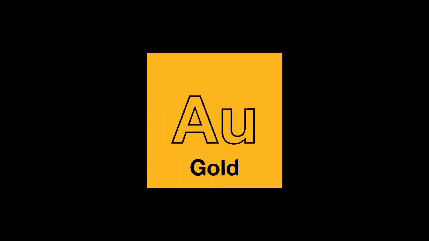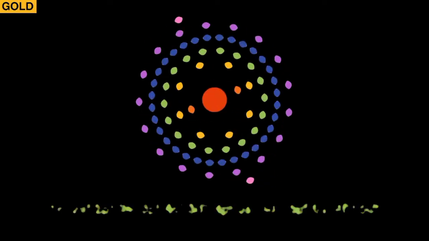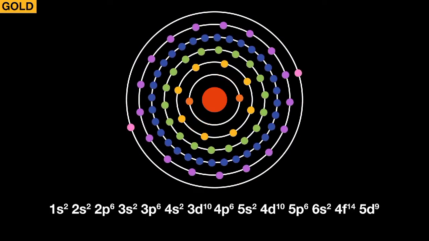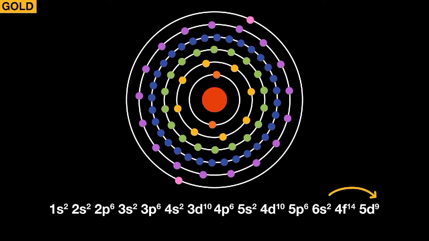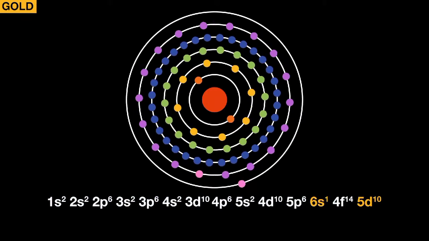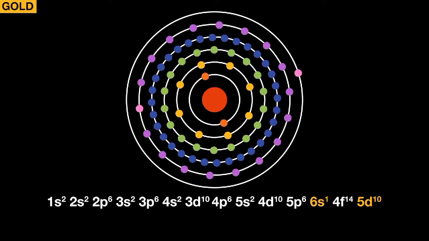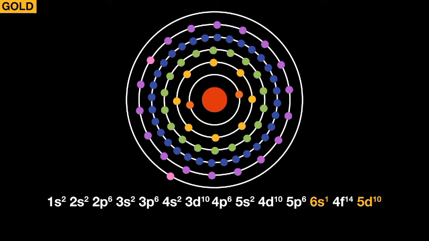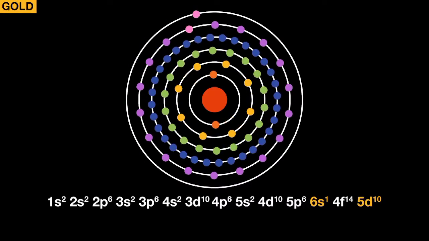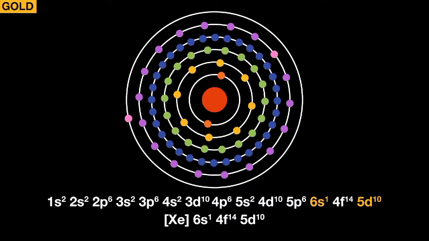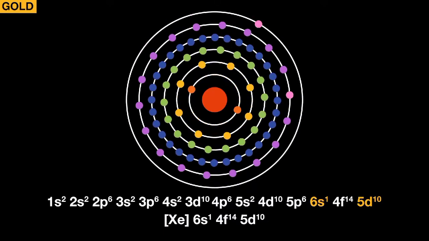The fourth example is gold, with the chemical symbol of Au. Gold has 79 electrons. This is the expected electron configuration. The same idea from the previous examples applies here, so we'll get one electron from 6s2 and add it to 5d9. Gold's electron configuration would then be 1s2, 2s2, 2p6, 3s2, 3p6, 4s2, 3d10, 4p6, 5s2, 4d10, 5p6, 6s1, 4f14, 5d10, or Xe, 6s1, 4f14, 5d10, where Xe stands for xenon.